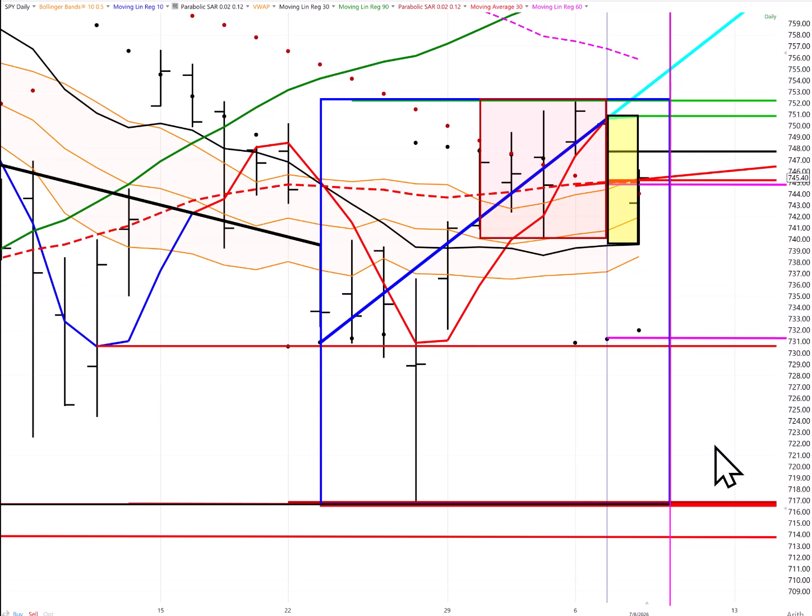Market daily visualization for July 8th, 2026. We'll adjust the price, the daily range, the daily high, the daily low. This is the PSAR flip.